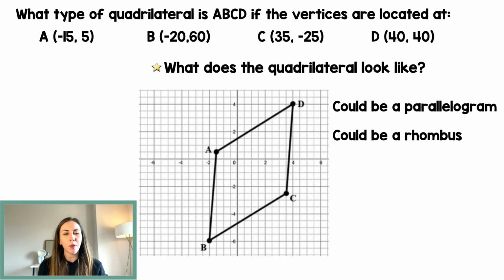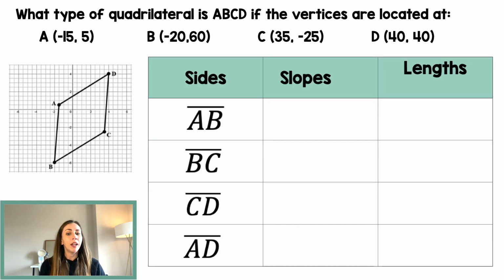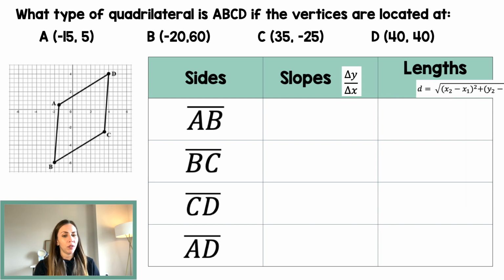But just like last time, we have to do the math. We can't just guess based on assumptions of what we see. So you're going to move down to the table on your capture sheet. And now we're going to find the slopes and the lengths of each side. Just as before, slope is found using change in y over change in x, and that gives you useful information to find the side lengths. Now would be a great time to pause the video, do all of those calculations, and then return to the video when you are ready.